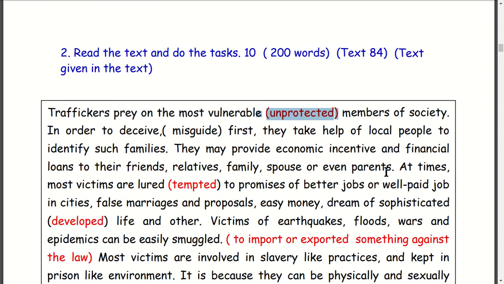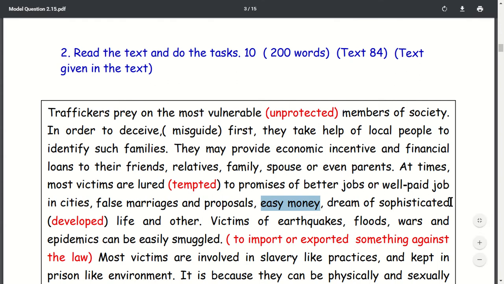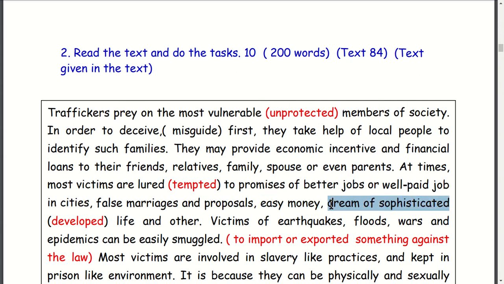Lured means tempted, to promise better jobs, or well-paid jobs, good jobs with an attractive salary. In cities, false marriage proposals, easy money, money can be earned easily here, and the dream of a sophisticated, developed life.